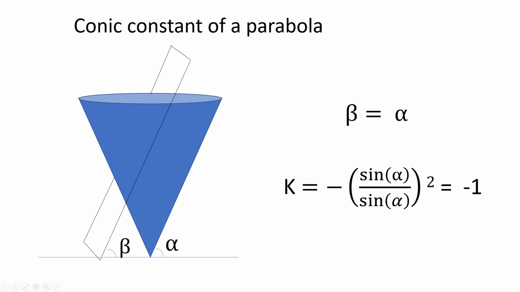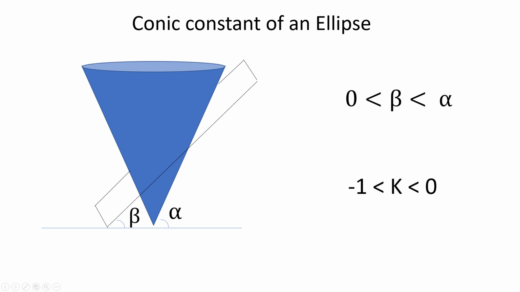But if we dissect a cone under exactly the same angle as the angle within the cone itself, we see that the cross-section is a parabola. But if angles alpha and beta are equal, we know that the conic constant is minus 1. So for a parabola, the conic constant is minus 1. And any value of the angle beta between 0 and alpha refers to a specific ellipse, as you can see here in this visualization. So for ellipses, the conic constant is somewhere between 0 and minus 1.